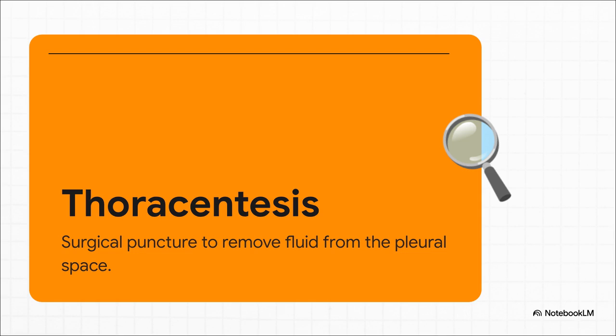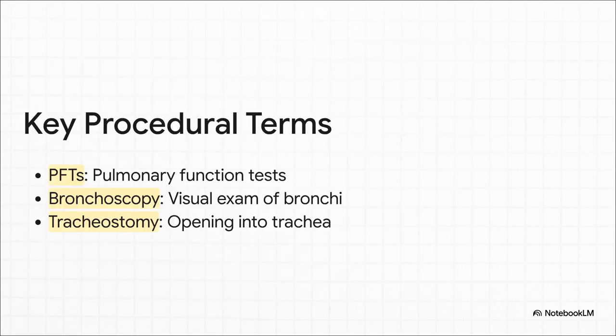When you take a second to understand the word parts and the anatomy, these complex procedural terms suddenly make perfect logical sense. Beyond just fluid removal, you're going to constantly see three other procedural heavyweights pop up in your coding scenarios. First up, PFTs, or pulmonary function tests. These evaluate ventilation to measure exactly how well those lungs are working. Next is bronchoscopy. This is the visual examination of the bronchi using a specialized scope. Remember that scopy suffix always indicates a visual examination. And finally, tracheostomy, which is the surgical creation of an opening into the trachea to bypass an upper airway obstruction.